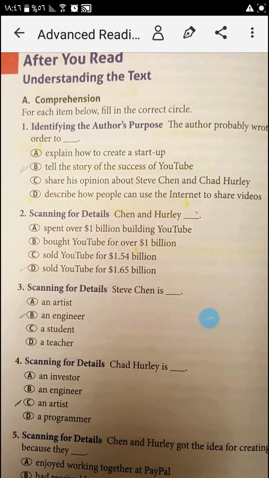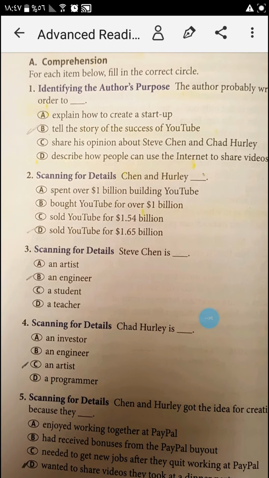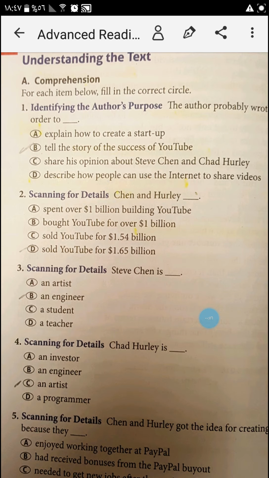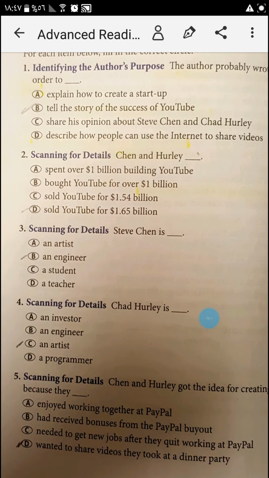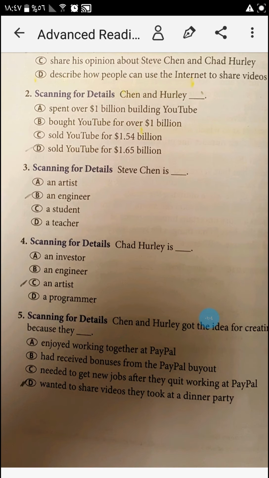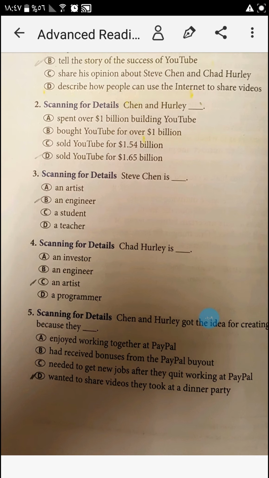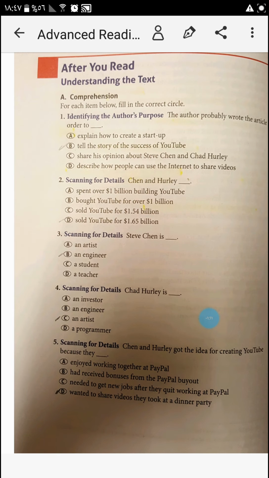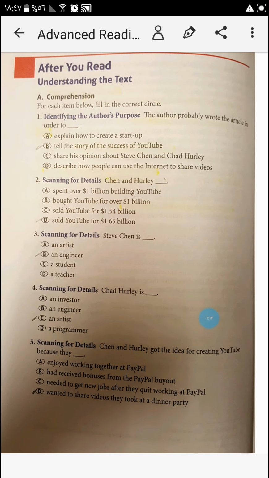Here we have, for each item below, fall in the correct article, identifying the author's purpose. What's the author's purpose? Second, scanning for details: Chen and Harley. Third, also scanning for details: Steve Chen is what, an engineer, a student, an artist, a teacher? Scanning for details, and scanning for details also. Here we have information about the events in the text that we have read.